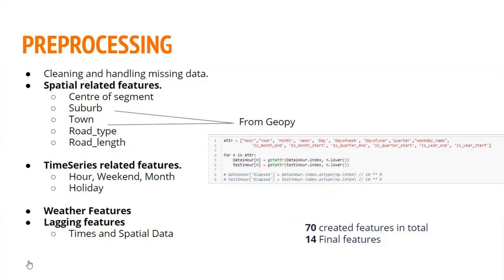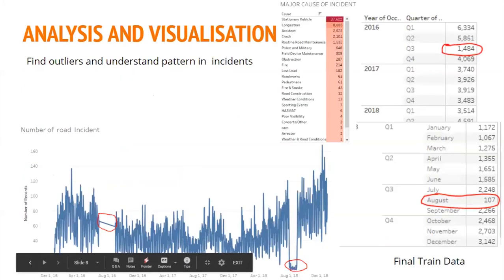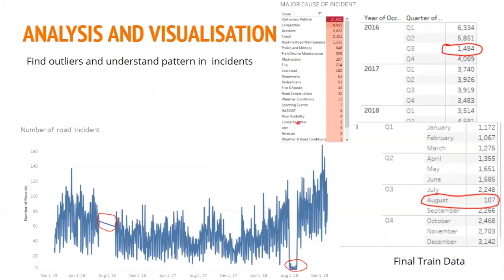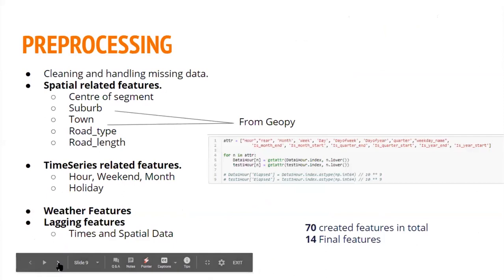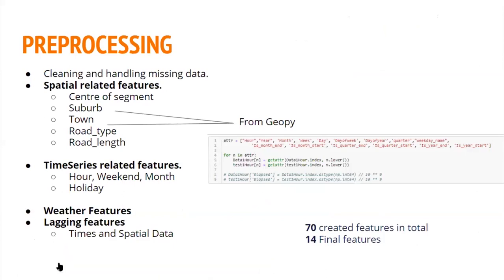Why didn't we use the weather feature in our final model? Remember in the previous slide, we saw that weather was the very least cause of incidents. So it wouldn't really have much effect on our model, and we proved it. When we added the weather feature, our model didn't improve in accuracy. So we were like, oh, the weather feature is irrelevant. We took it off.